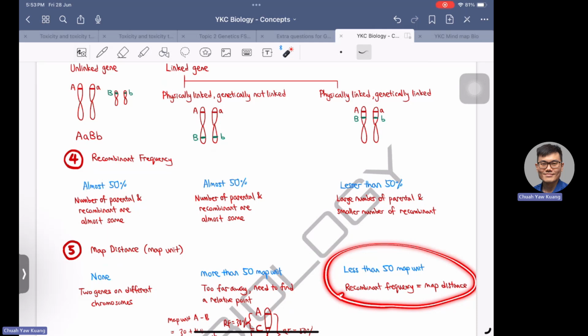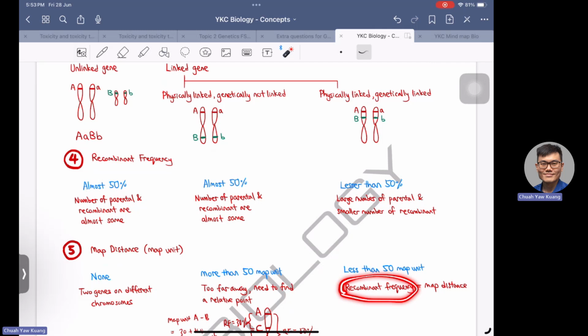So for this type of common question, when we ask about linked genes that are close to each other on the same chromosome, the map distance will be less than 50 map units. When you count the recombinant frequency, it will be less than 50%. So we can directly take the recombinant frequency and change the percentage into the map unit.